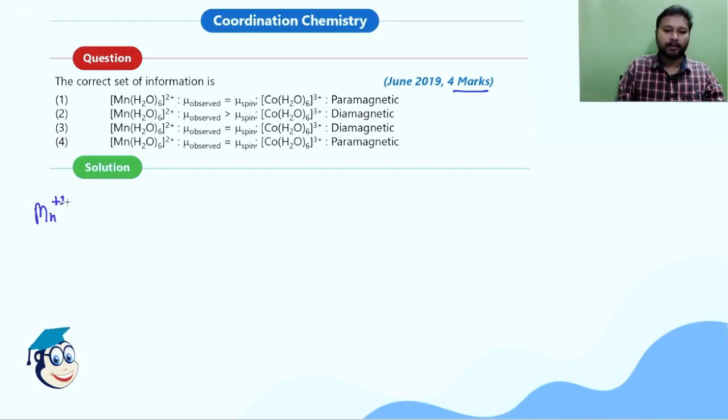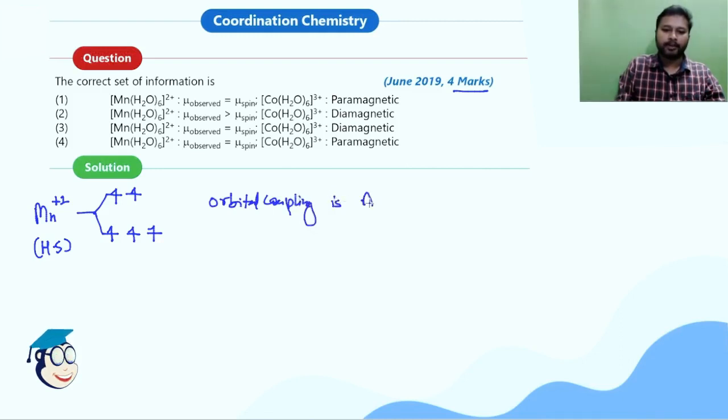Manganese is in the +2 state, and since water here behaves as a weak field ligand, it will form a high spin complex, right? So a high spin complex. For manganese +2, if I draw the splitting, it's an octahedral complex, and this is going to be a d5 complex. When you have d5, there is no orbital coupling involved. So remember, orbital coupling is absent in this case.